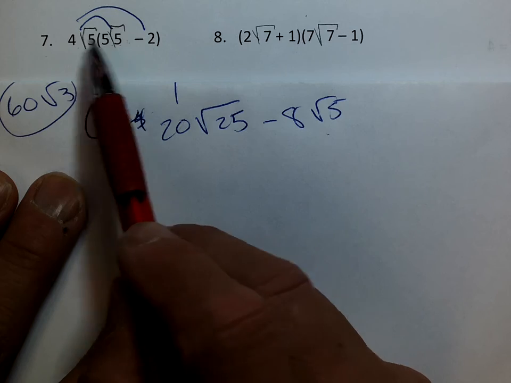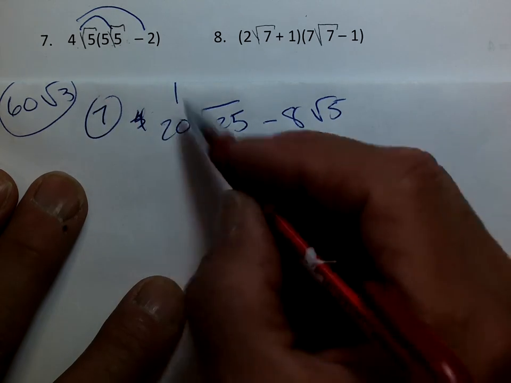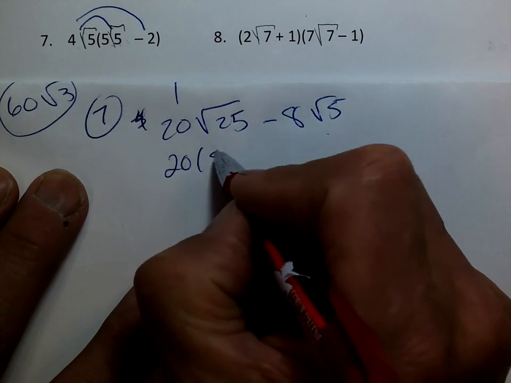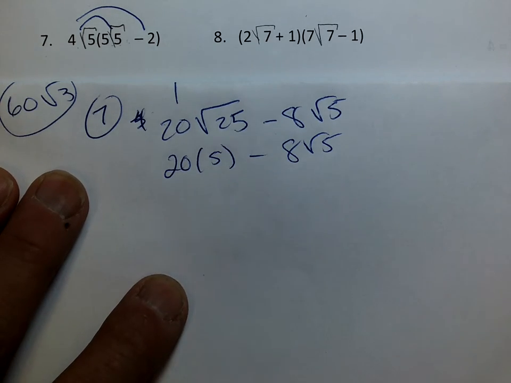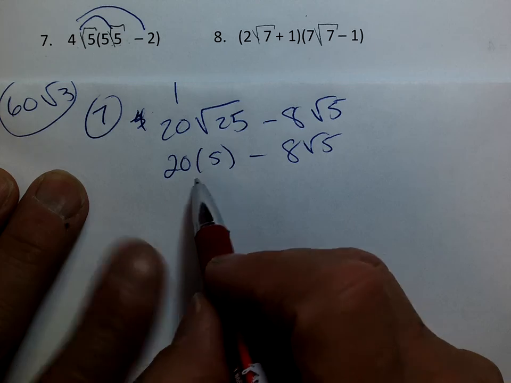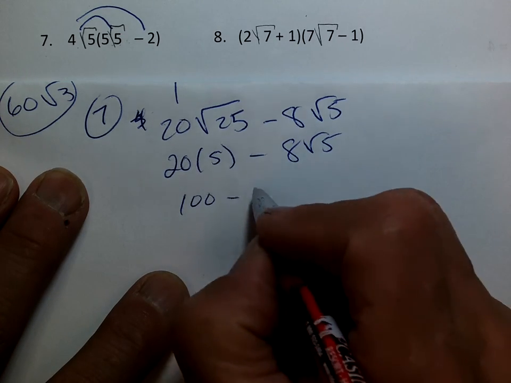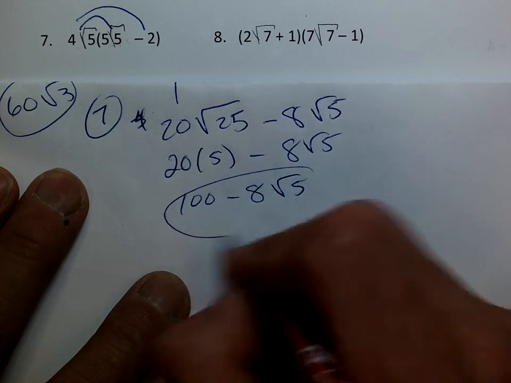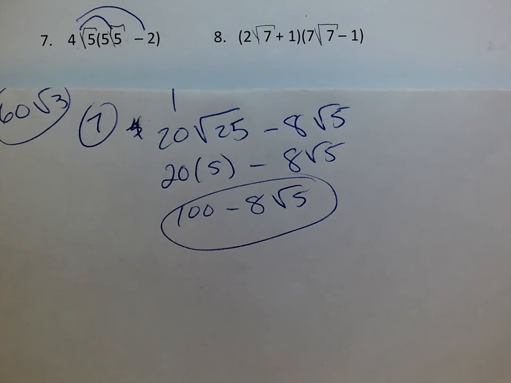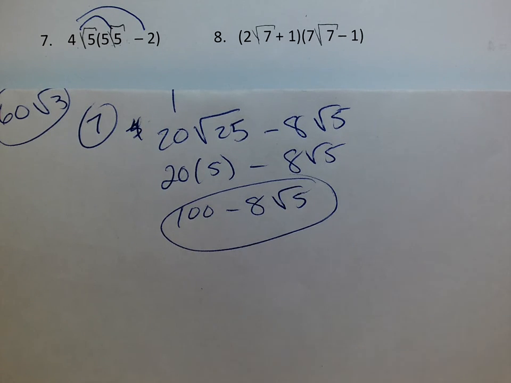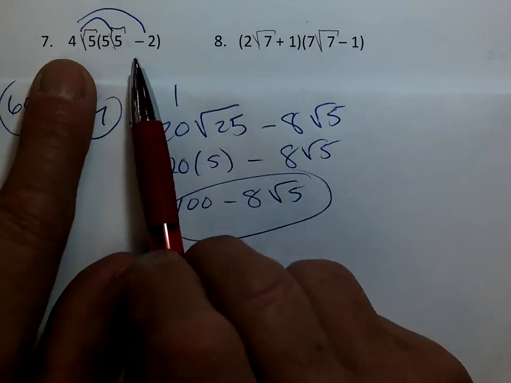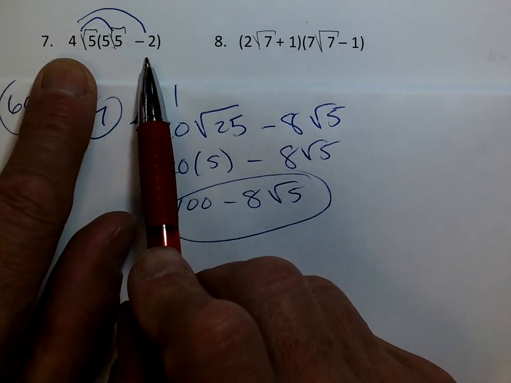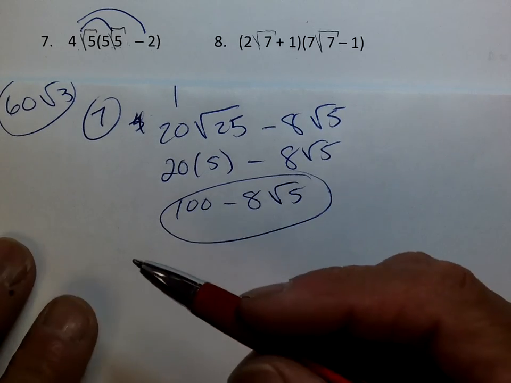20 square roots of 25 minus 8 square roots of 5. That's 20 times 5. 8 square roots of 5, can't do anything with it. Gotta leave it alone. 20 times 5 is 100. So 100 minus 8 square roots of 5. And that's all you can do because they're different, right? Wait, where did the 8 come from? The 8 came from 4 times the negative 2. Oh, yeah. It's all good. Good question.